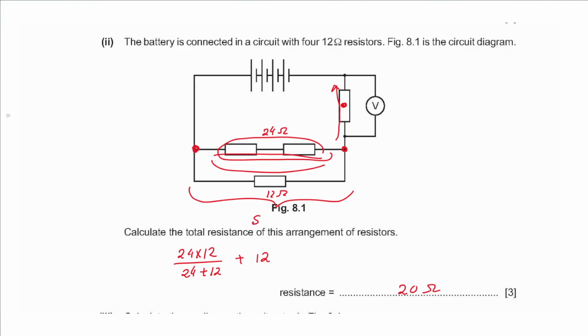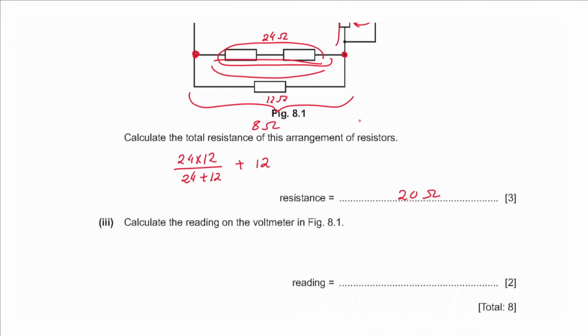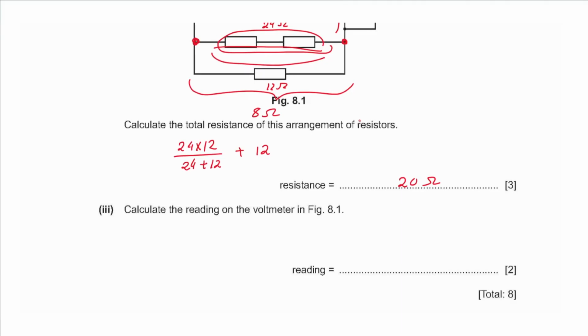So this section has a total resistance of 8 ohms and this has 12 ohms, and the voltmeter is connected with the 12 ohm resistor. Part I says calculate the reading on the voltmeter in figure 8.1. So the total voltage was 4.8 volts. That was given to the total resistance of 20 ohms.